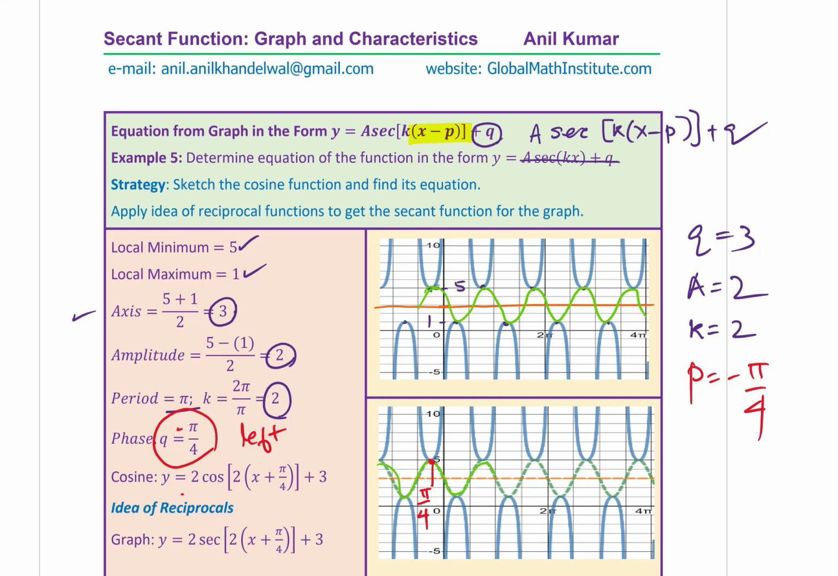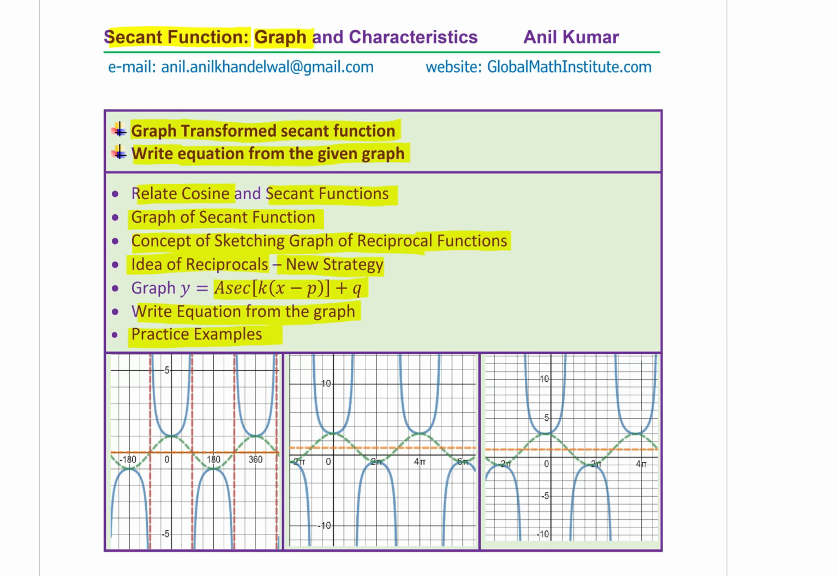So in the formula, we can substitute the values just calculated. We get 2 cos(2(x plus pi by 4)) plus 3 as our equation. Replacing the cos with the secant, we get the curve given to us, which is the secant graph equation. You get the idea, correct? That is how we could do it. Perfect. So you see how easily we have actually got the equation from the given graph for the secant function.